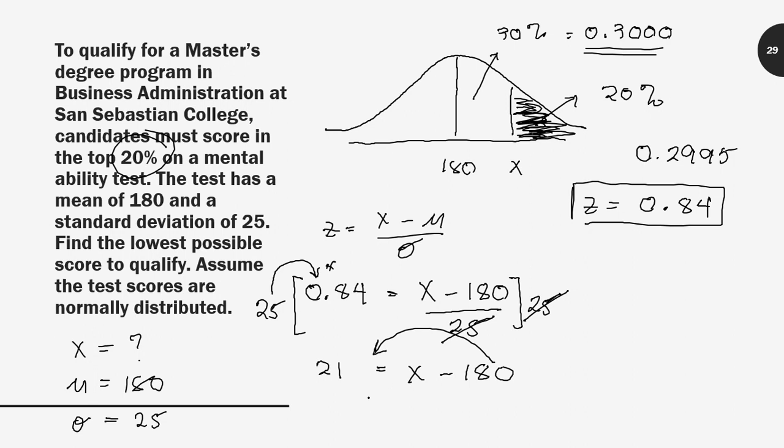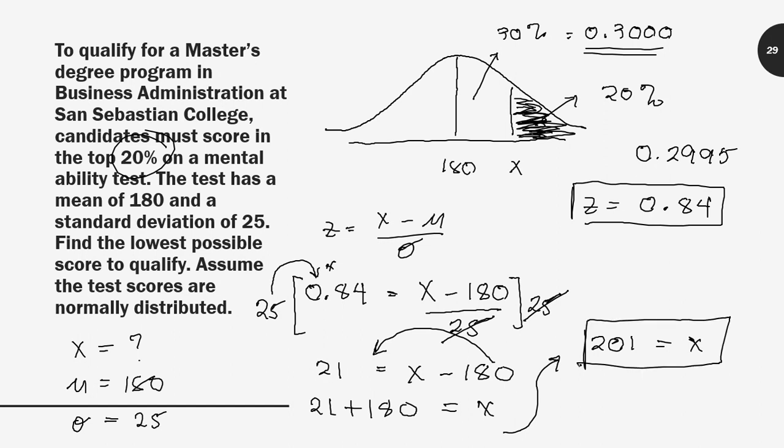Transpose to the other side yung 180. So magkakaroon po tayo ng 21 plus 180 is equal to x. Ipag-add lang natin. So 21 plus 180, magkakaroon po tayo ng 201 is equal kay x. Therefore, mga anak, ayan po yung kailangan niyang ma-reach na score para makapasa po siya dyan po sa degree program for masteral. Hindi bababa ng 201. So, itong x po na ito, yan po yung 201.